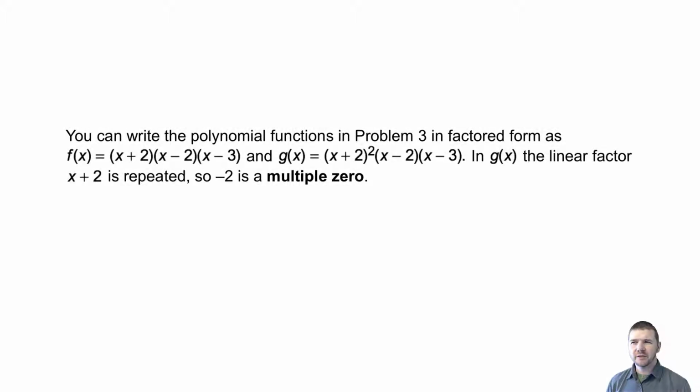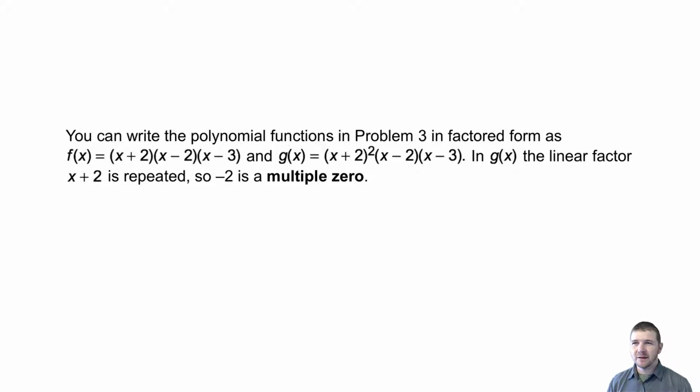You can write the polynomial functions in problem 3 in factored form as f of x equals (x plus 2)(x minus 2)(x minus 3), and g of x equals (x minus 2) squared times (x minus 3).